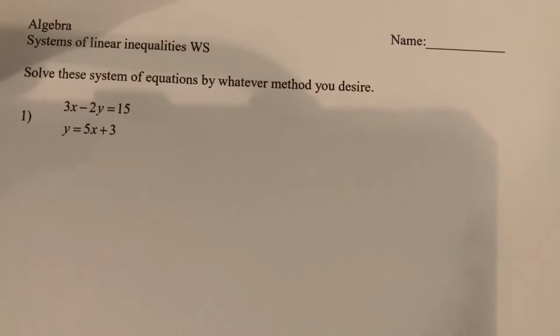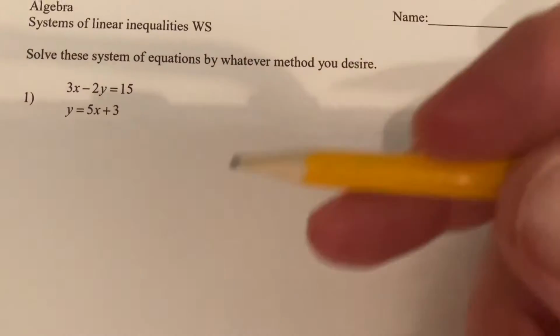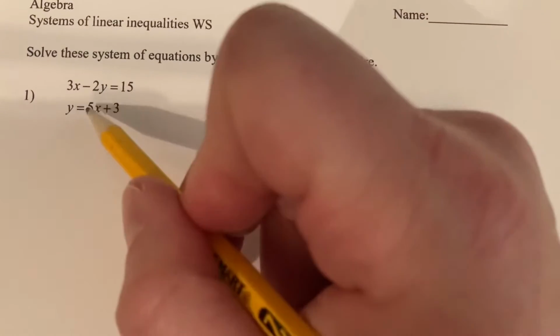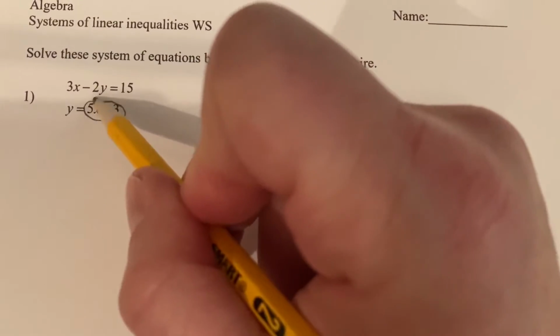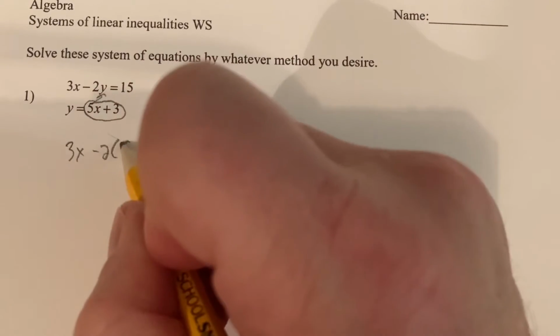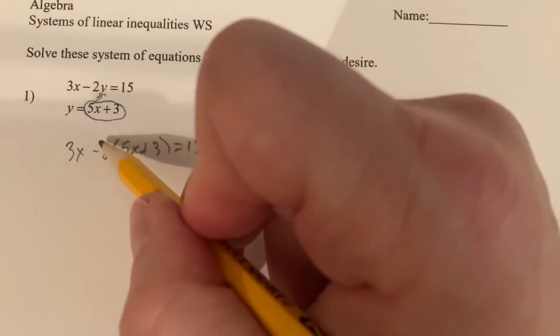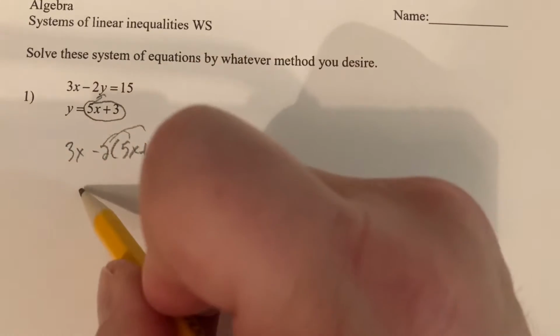All right, these are the answers to the system of linear inequalities. The first two just want us to keep practicing picking a method. We see a variable by itself here, so let's take that 5x plus 3, put that in for y. We're going to get 3x minus 2 times 5x plus 3 equal to 15. We're going to distribute this negative 2, and be real careful when you do.